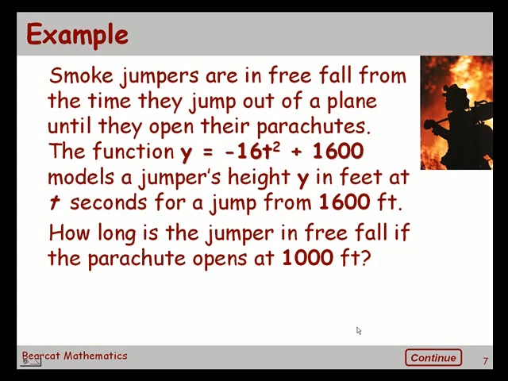But it didn't say how many feet he falls. It says how long is he in that free fall. Right? Question? Okay. So when they say how long, they mean how much time?